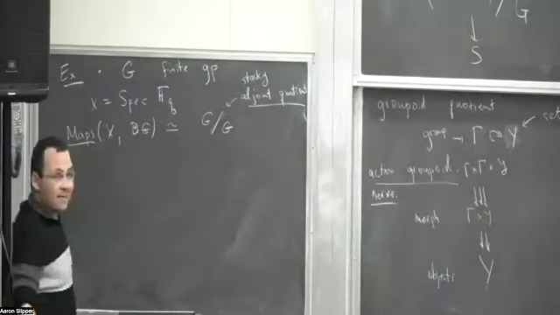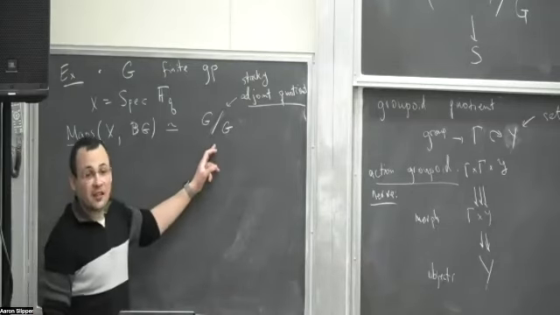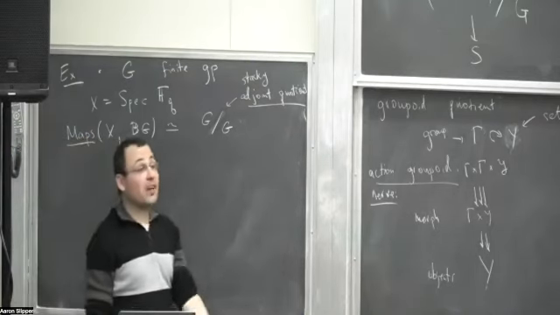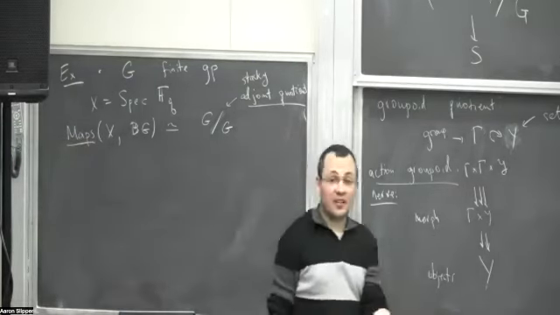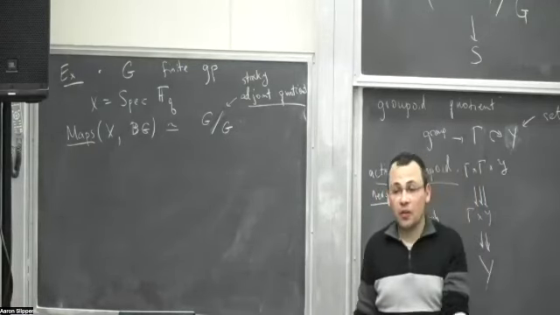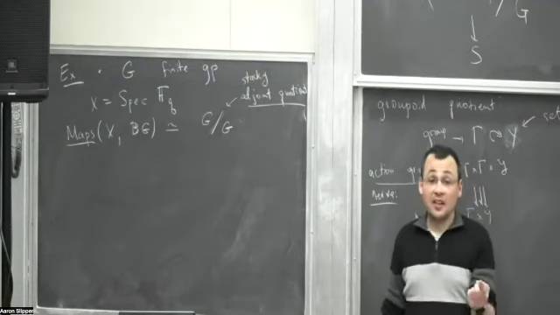Sorry, could you say that sentence again? Which sentence? The thing that underlies this calculation is a combination of two facts. One is that the Galois group of a finite field is Z hat, and two is that the group cohomology of Z hat with coefficients in any finite group is the same as the group cohomology of Z in any finite group.